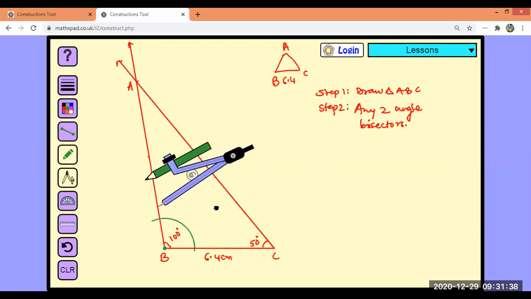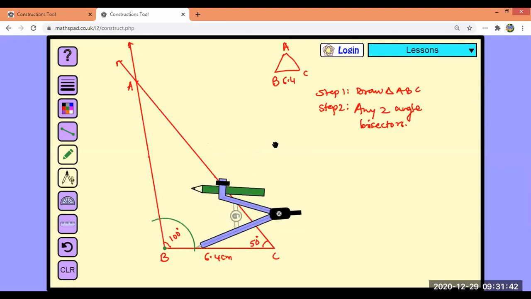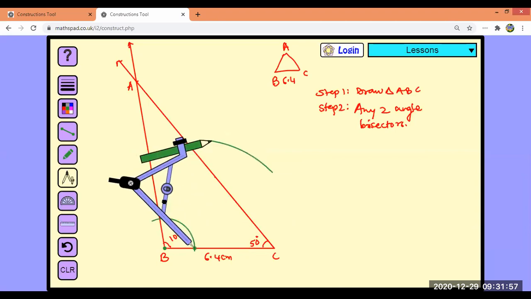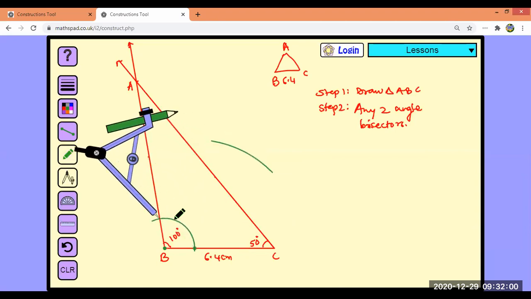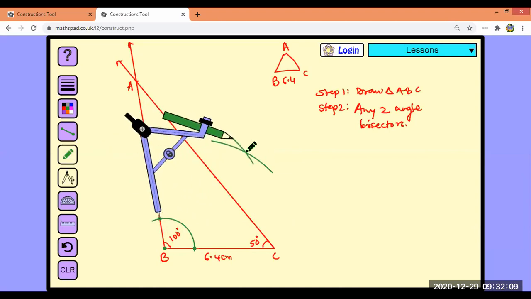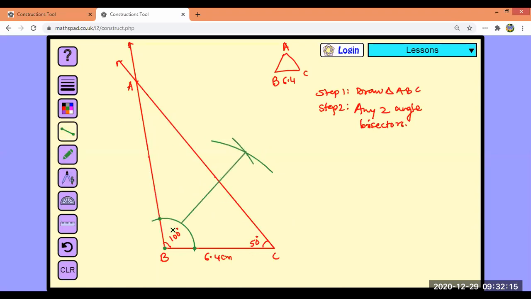Now using these two points, we are going to draw another two arcs. Place the steel point on the first point where the arc gets cut with the side BC, and we need to keep this distance fixed. So here we draw an arc like this. Now place the steel point on the other point where the arc has cut side AB, and cross out this arc. That gives us this point of intersection. Using that point of intersection, we join that to point B. This is the angle bisector of angle B.